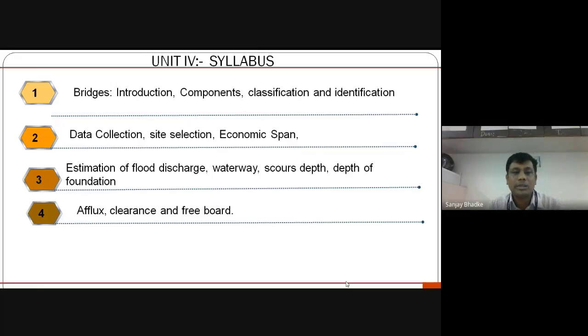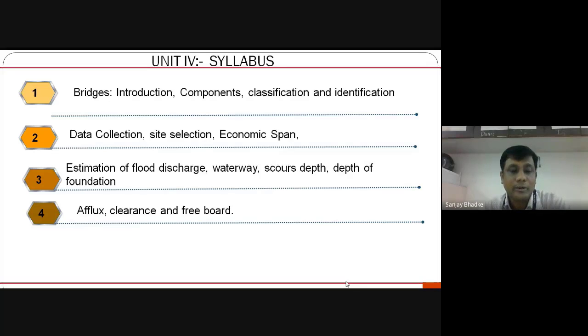Now we are going to discuss the bridge. Already in the introduction part, I told you that today we are going to focus on bridges. So what do you mean by bridges? What are the components and classification of bridges? How can data be collected? What is the site selection and economical span of the bridge?